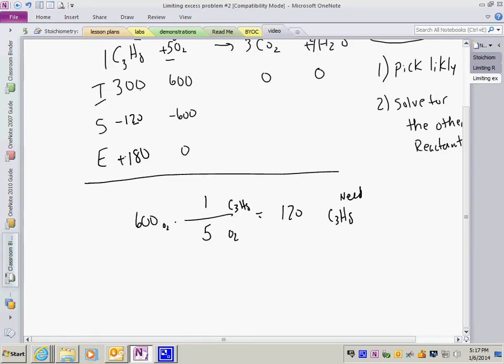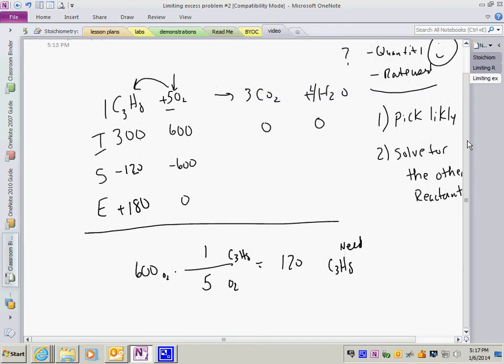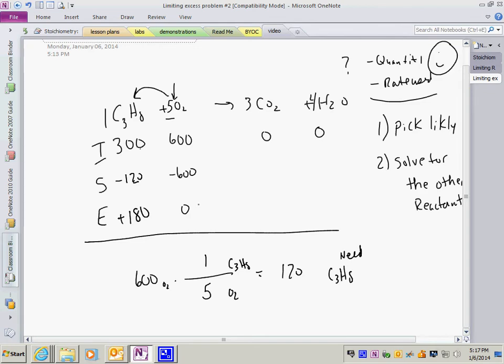All right. Now, that means for this problem, I have consumed all of my oxygen, and I still have 180 propanes left over. That means this is, in fact, the limiting reactant. I ran this one out, and I still had some of this left over.